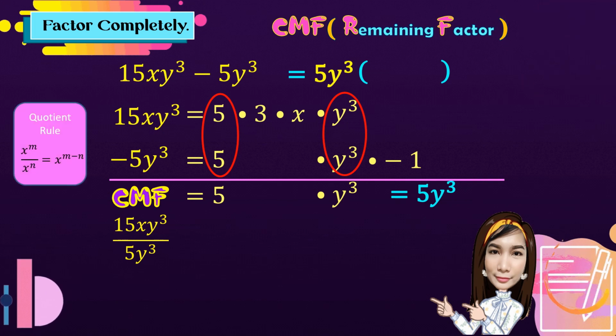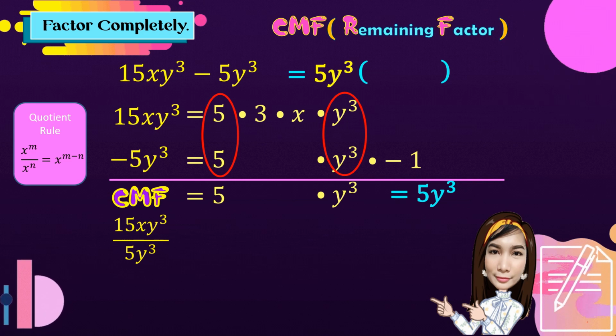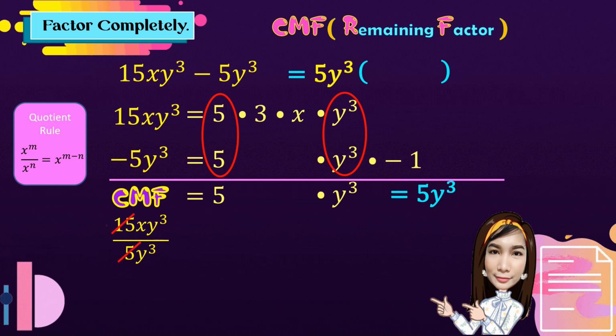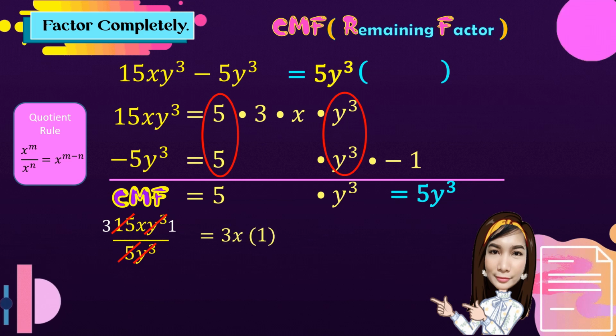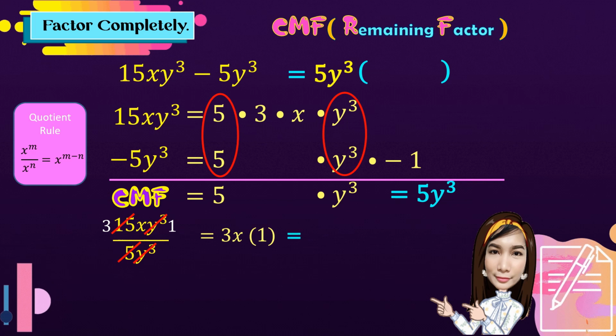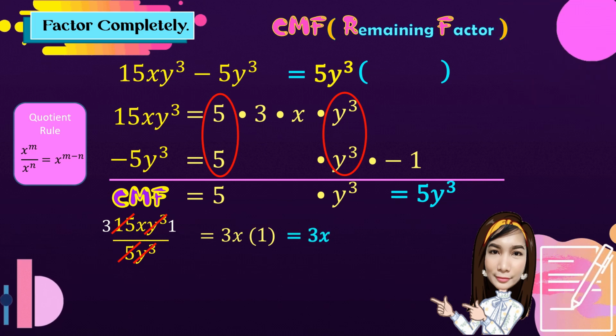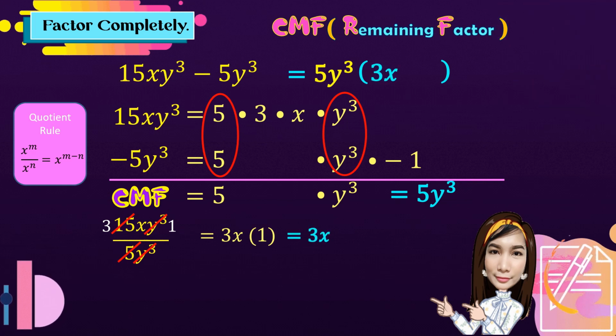So again, apply the quotient rule for the literal coefficient with the same base. So let's start with the numerical or coefficient. 15 divided by 5, we have 3. We have no common x. Then we're going to have y cubed divided by y cubed equals 1. So we're going to have 3 times x times 1. So that is 3x. First term of the remaining factor.